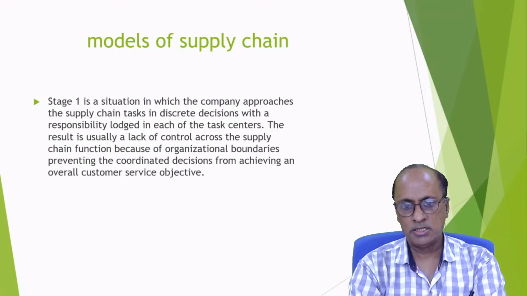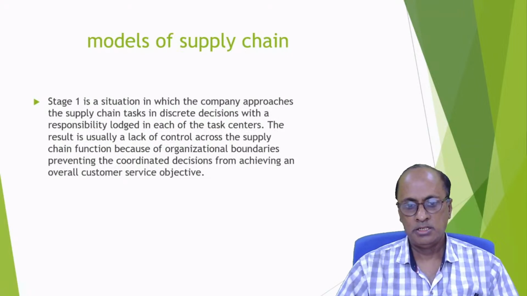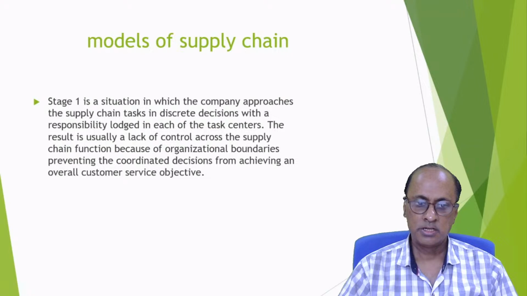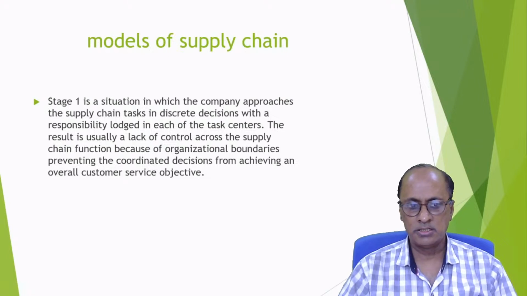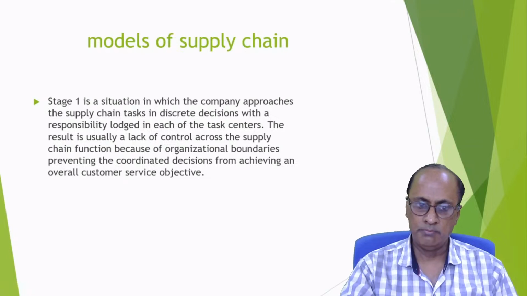So what decisions a supplier can take may not be coordinated by the manufacturer. The distributor is also outside our boundary. Our organizational boundary ends with the warehouse, with the storing of goods in the warehouse, but the distributor is also an external entity over which we don't have any control. Due to lack of control, coordinated decisions are a problem, so overall customer service objectives are a problem.